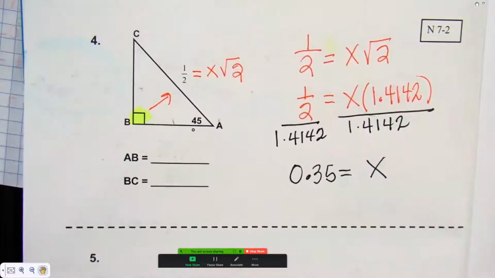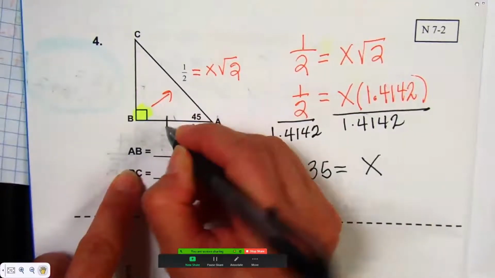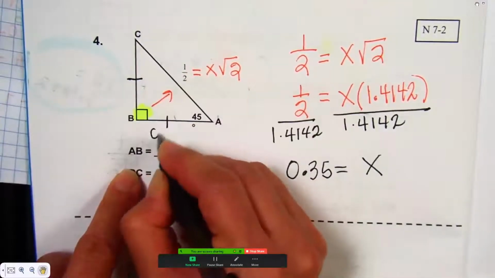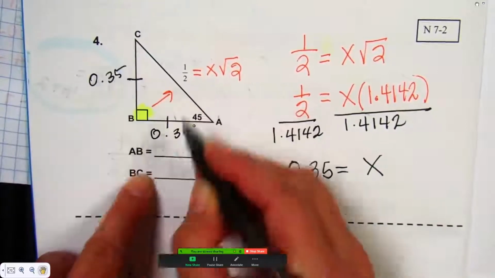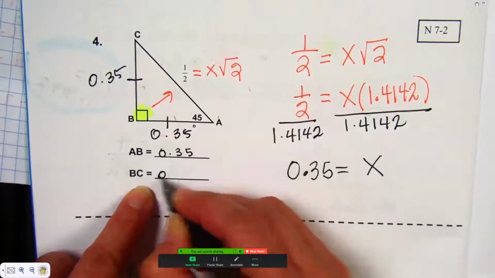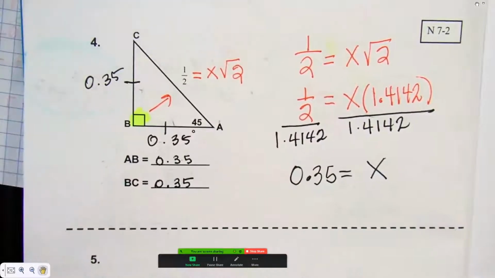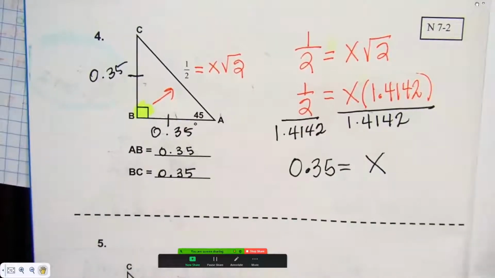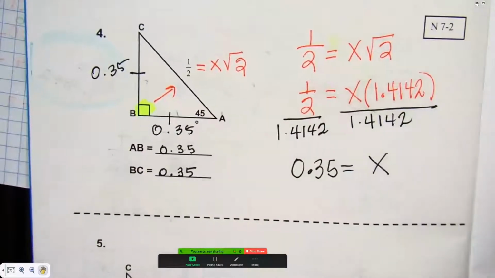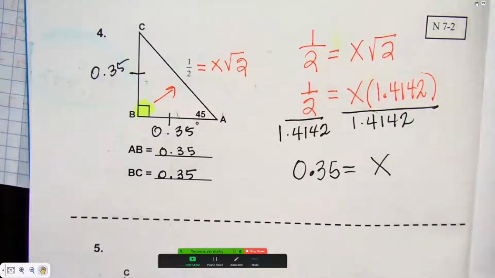So there we go. Remember, these are congruent. So AB equals 0.35, and so does CB. All right, so for the next one, we got a square root symbol, y'all. So we're going to have to clean up what the square root of 15 is.